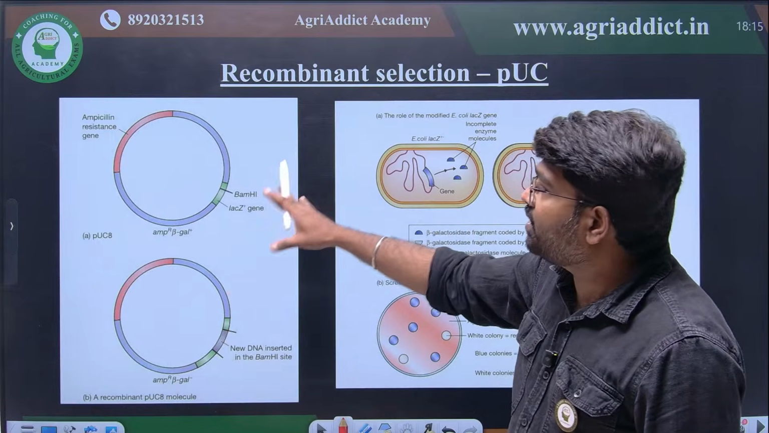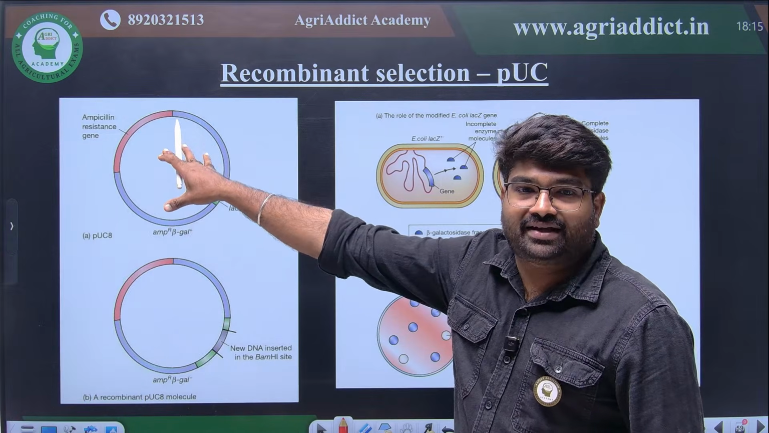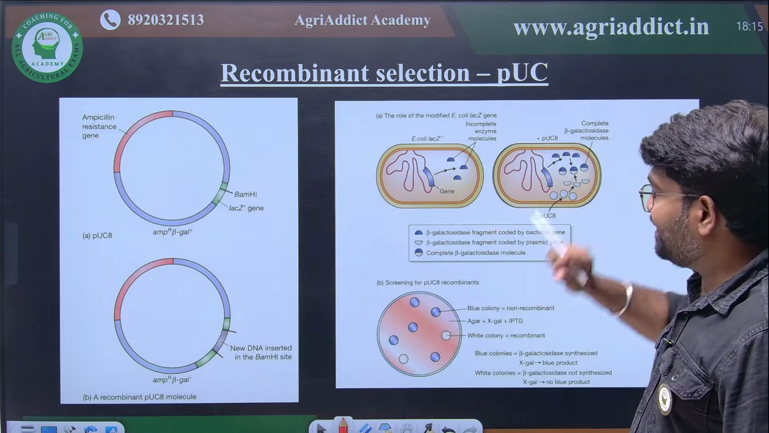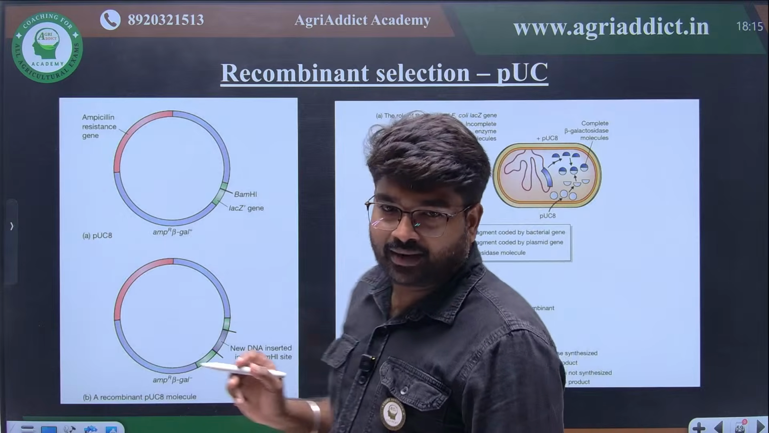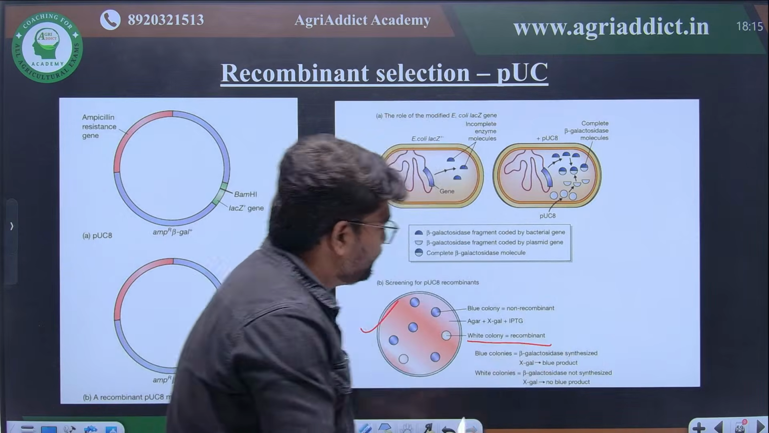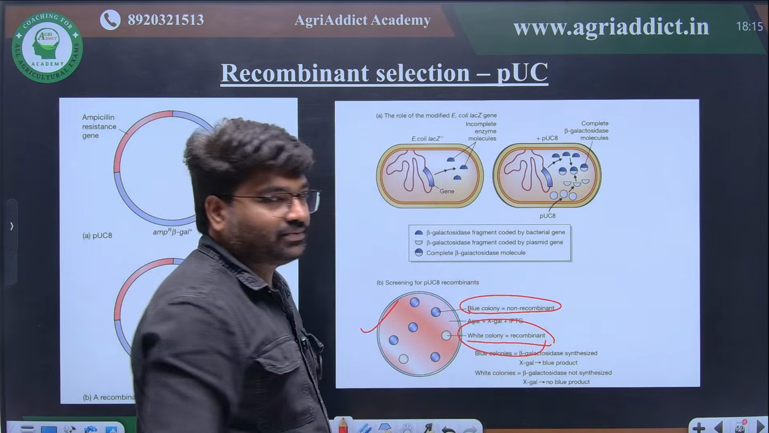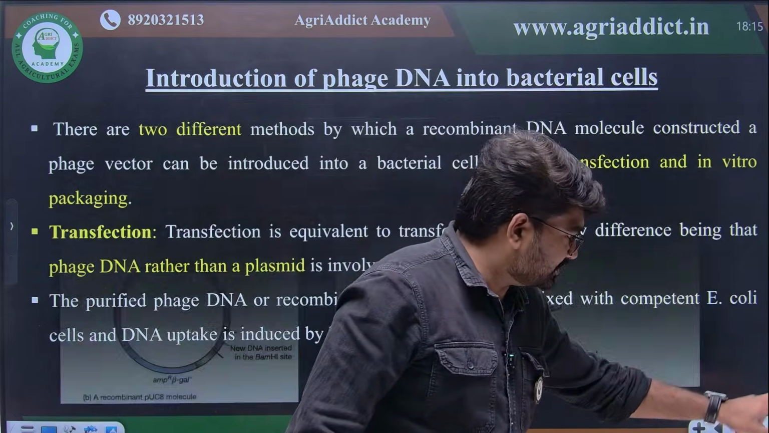This we have already discussed. There are two different methods. One is what? Antibiotic resistance selection. The second thing is what? Blue-white screening. White colonies means it's a recombinant. Blue colonies means it's a non-recombinant. This we have already discussed.